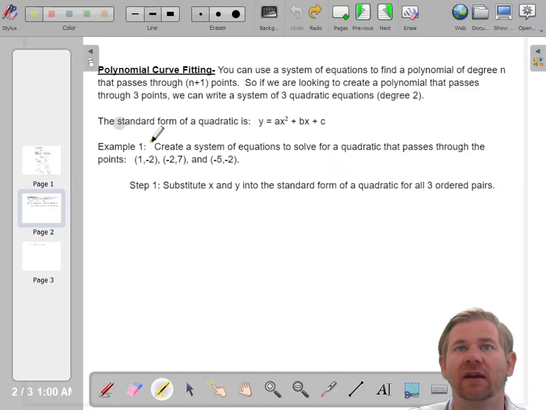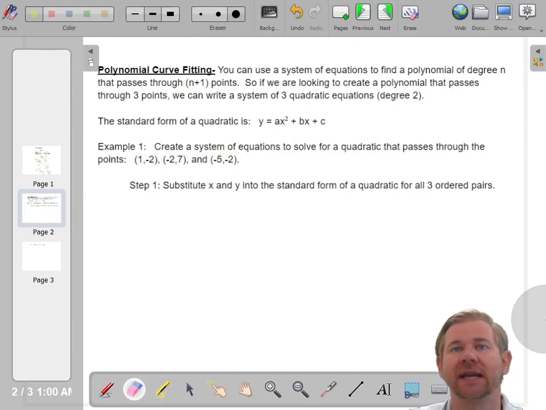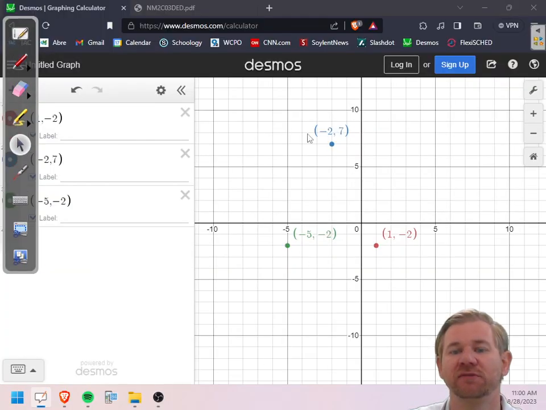And that's what this says right here. There are 3 ordered pairs. So if we have 3 points, 2 plus 1 points, we need degree 2. So we need a quadratic. We're going to write a quadratic that will pass through all 3 of those points.